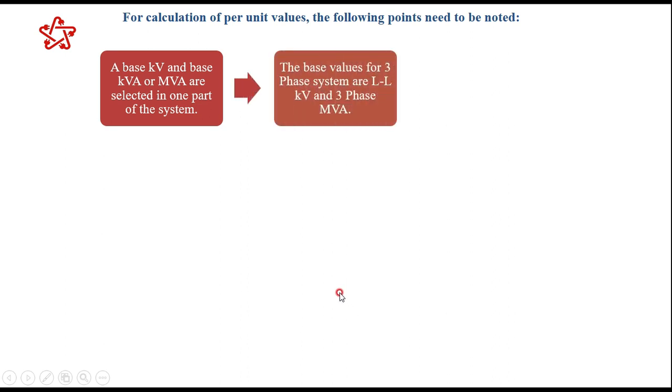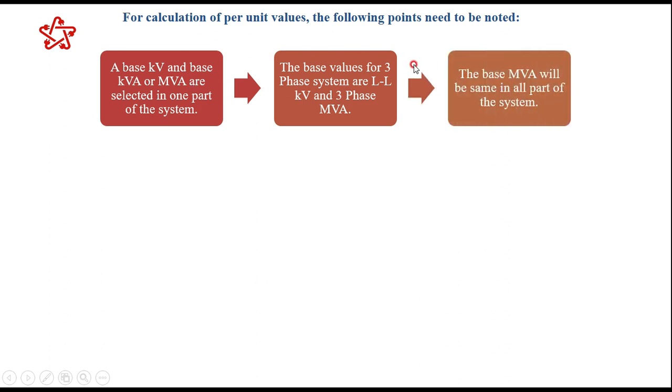The next step is that the base values for our three-phase systems are line to line kilovolts and three-phase MVA. Whatever base quantity we choose in block number 1, that is voltage and volt ampere, the voltage is the line to line value and the volt ampere pertains to all three phases. The base MVA or kVA will be the same in all parts of the system.